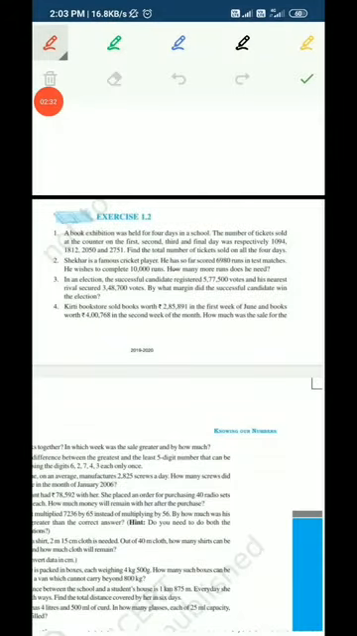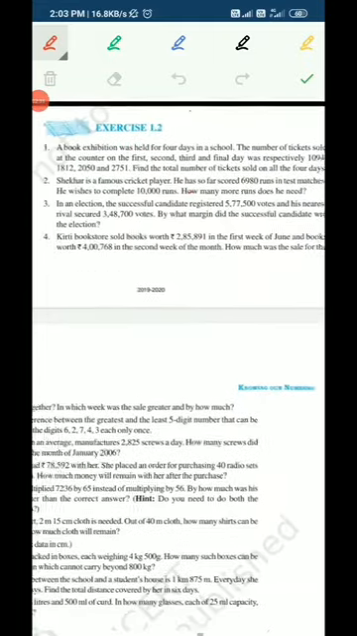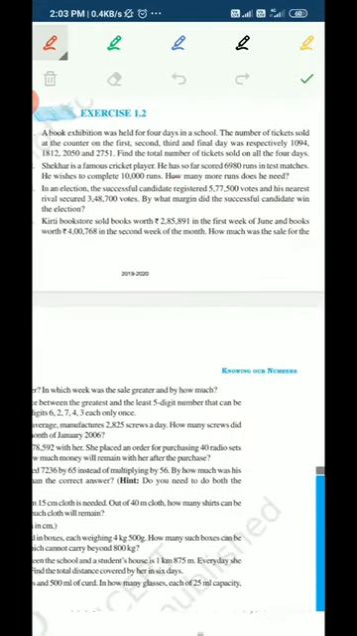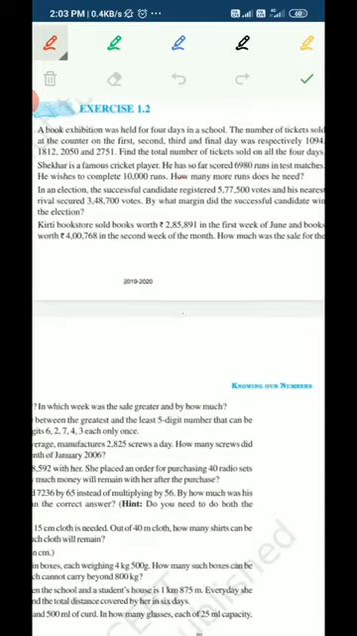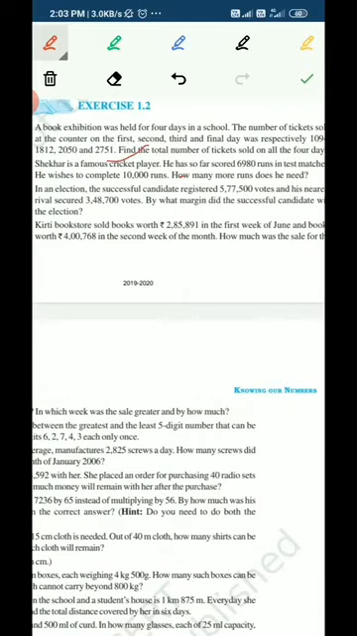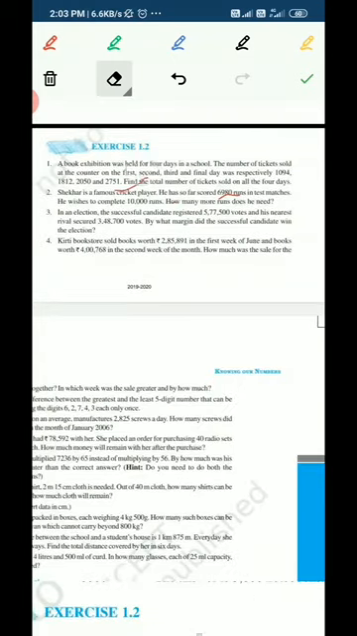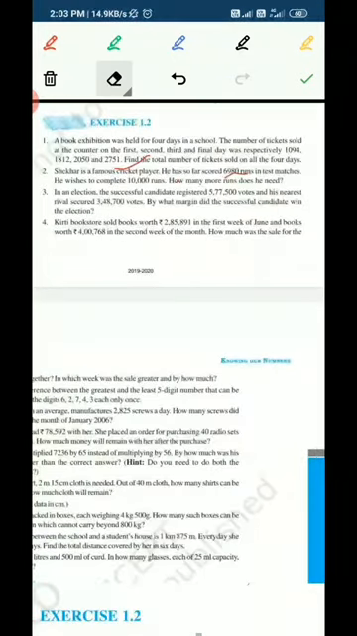Now let's come to the next question. The next question is: Shekhar is a famous cricket player. He has so far scored 6980 runs in test matches, and he wishes to complete 10,000 runs. How many more runs does he need?